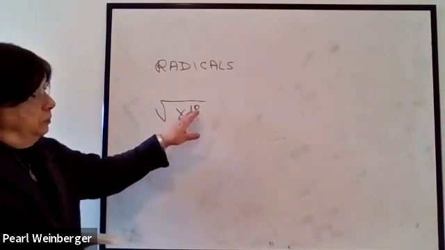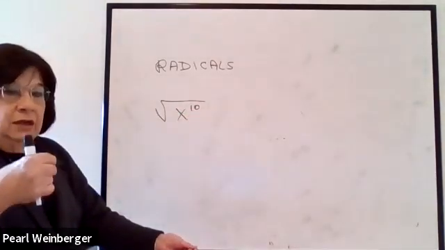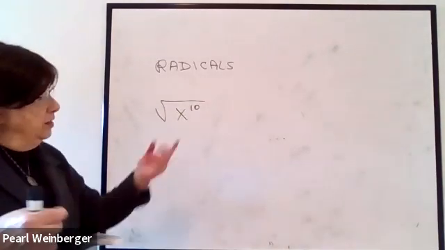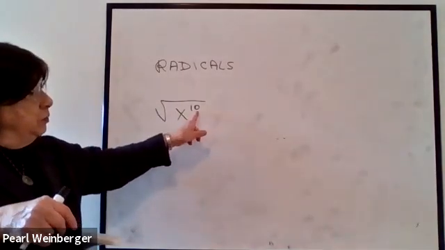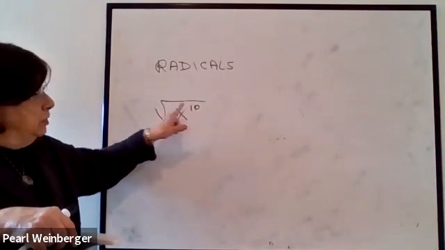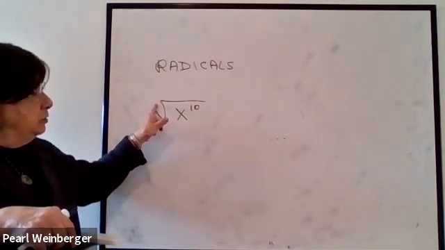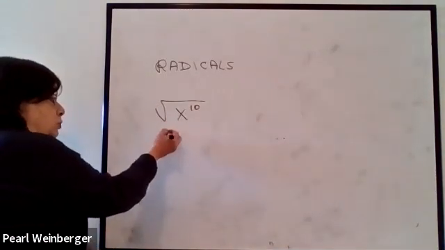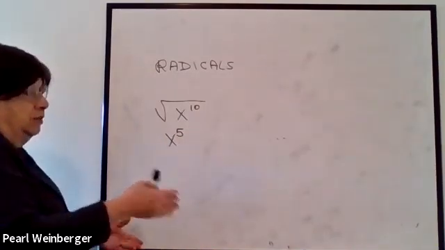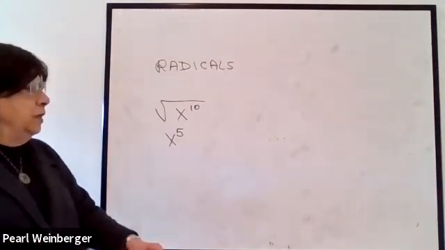When we have a variable, it's even easier to take the square root than it is with the numbers. Because when you're taking the square root of a variable, you divide the exponent by the index. Now, when it's a square root, the index is 2. So 10 divided by 2 is 5. This is x to the 5th. That makes sense, because if you take x to the 5th and multiply it by x to the 5th, it's going to give you x to the 10th.